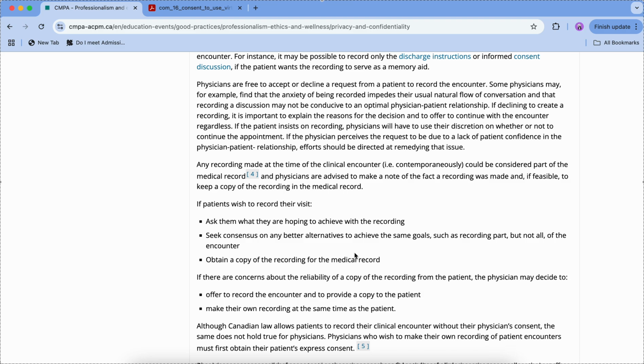Yeah, like you can say, oh, I can give you whatever I wrote in my notes, and I can give you the printout of that. So offer to record the encounter and provide a copy. Like, you can definitely record on your devices and then offer it to them. Make their own recording at the same time as the patient. So these things are just to mitigate if something happens and there is a reliability issue.